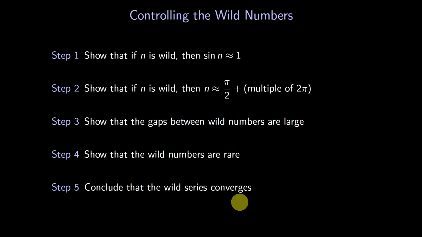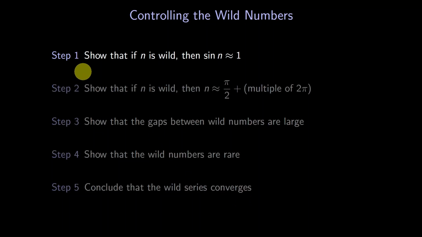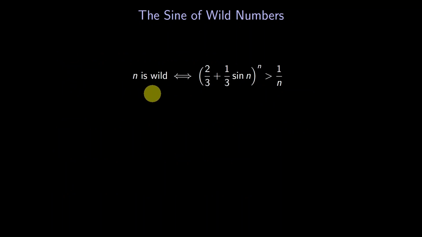Let's go. We'll start with step 1. We'll show that the sine of a wild number is near 1. Remember, this was the definition of a wild number. It's an inequality on the numerator of our infinite series. Let's solve this inequality for sine. Namely, let's take the nth root of both sides.